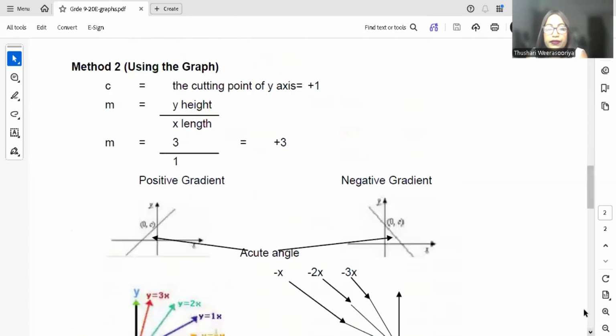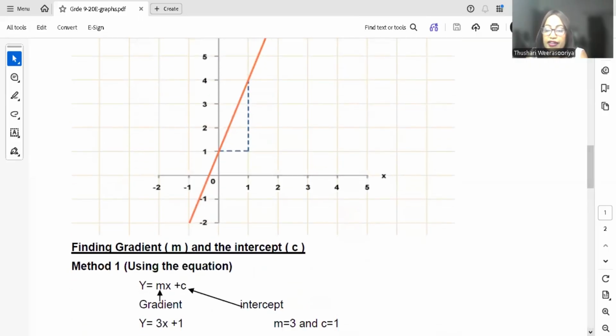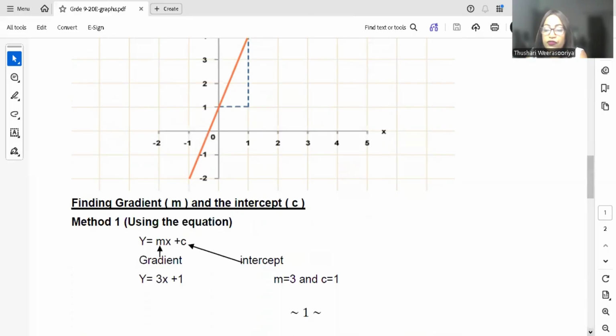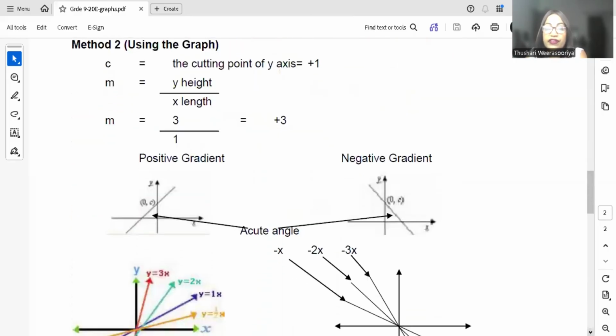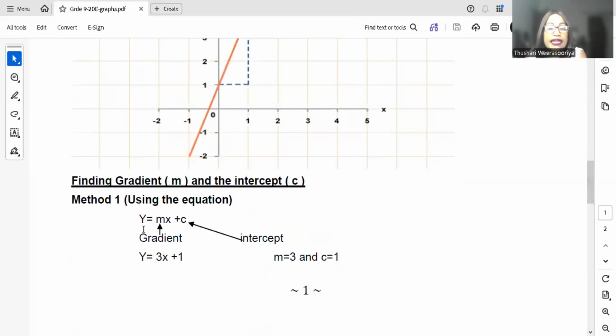Next topic. To find the gradient and the intercept, there are three major methods. In addition to that, there are other ways also, but mainly three methods are there. I'll teach the first method: finding the gradient m and the intercept c.